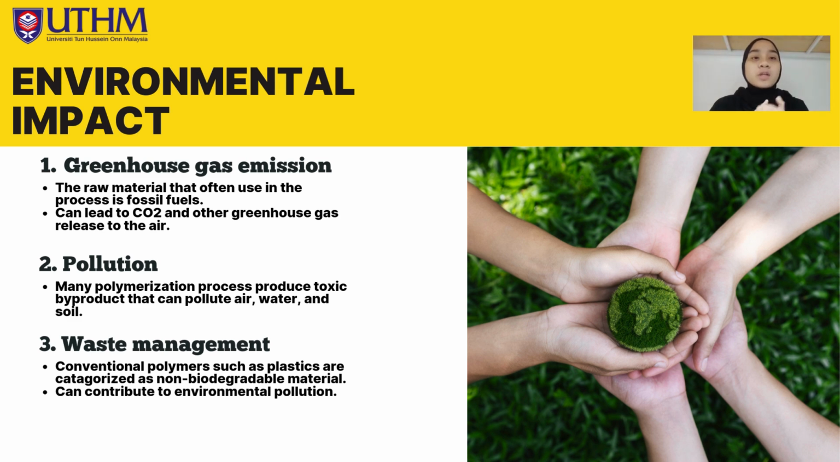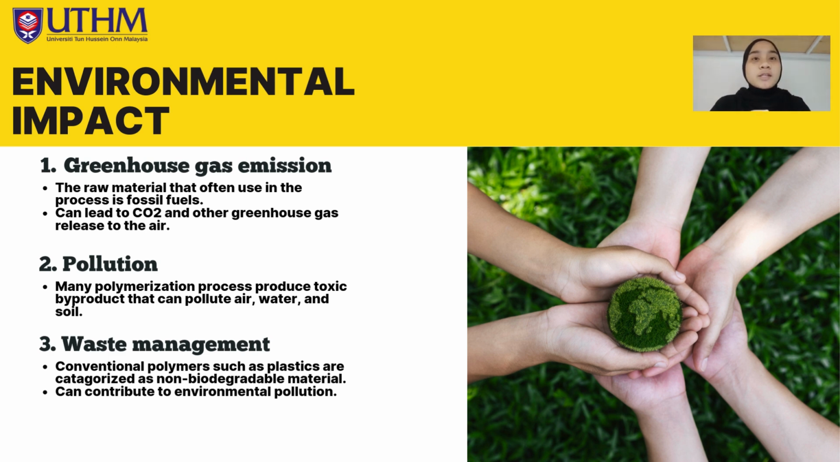So here I will explain the issues related to the conventional chemical process. There are three issues I will discuss, which are environmental impact, economic issues, and safety and health concerns. Here there are three environmental impacts caused by the conventional chemical process. First is greenhouse gas emission, second is pollution, and lastly is waste management.